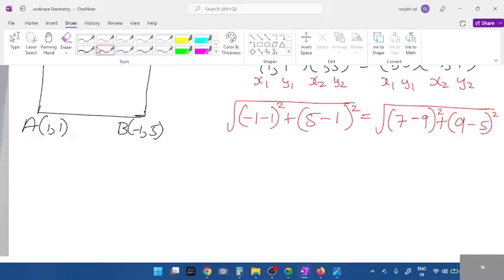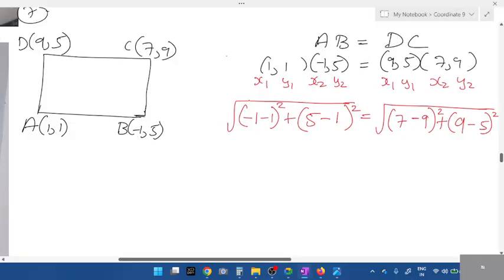Both the sides are square roots, right? Do one thing, the square root will get cancelled. Or just keep it as it is, we are anyway checking the value. Tell me the value. Be quick. What is minus 1 minus 1? Minus 2 square, and minus 2 the whole square is also 2 square, which is 4. 4 plus 5 minus 1, which is 4 square. What's the value? Root 20.